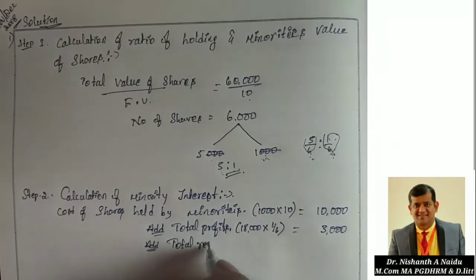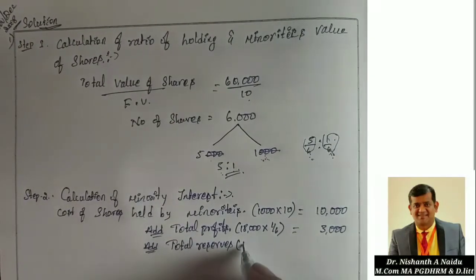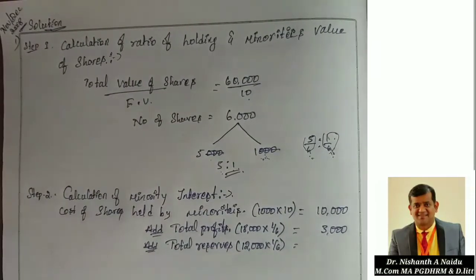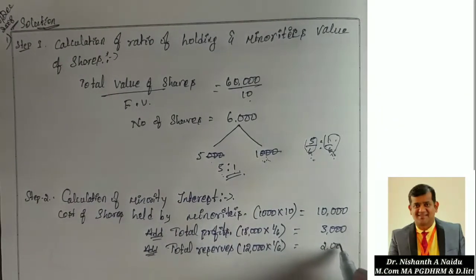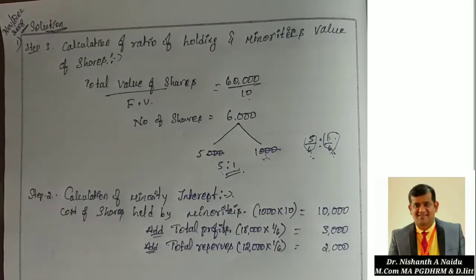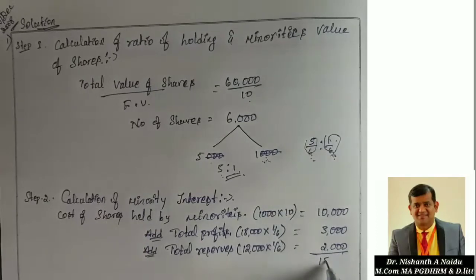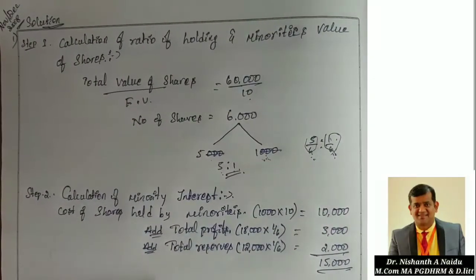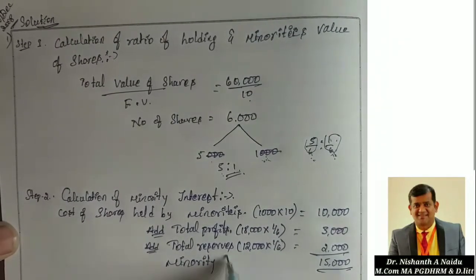Okay, so the same way, add total reserves. What is the total reserves? The reserves I have shown you, 12,000, correct? 12,000 into 1/6, that comes to 2,000 rupees. So now total: 10+3=13, 13+2=15,000. So total 15,000. This we call minority interest.